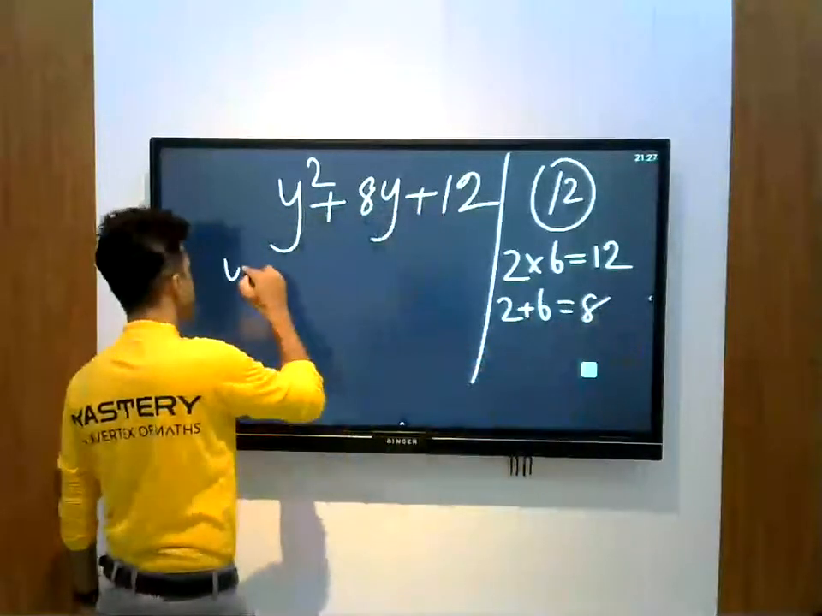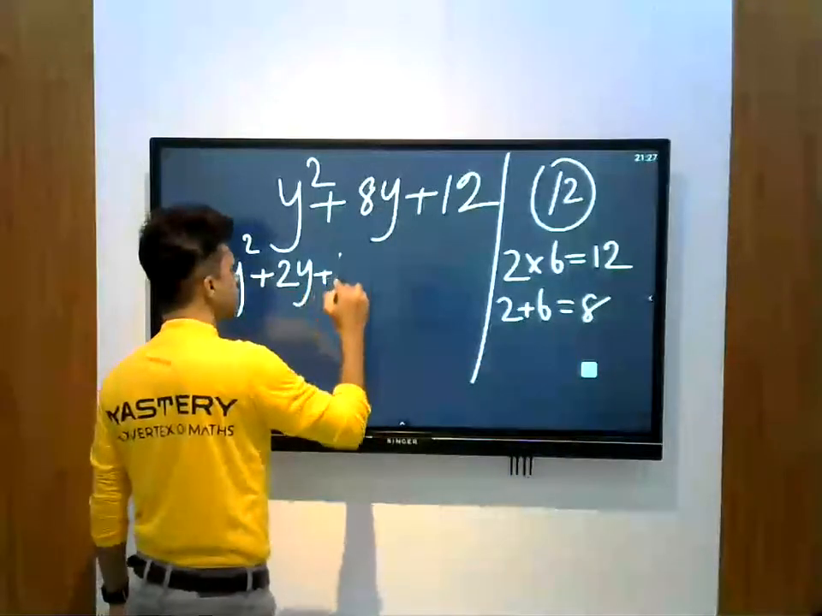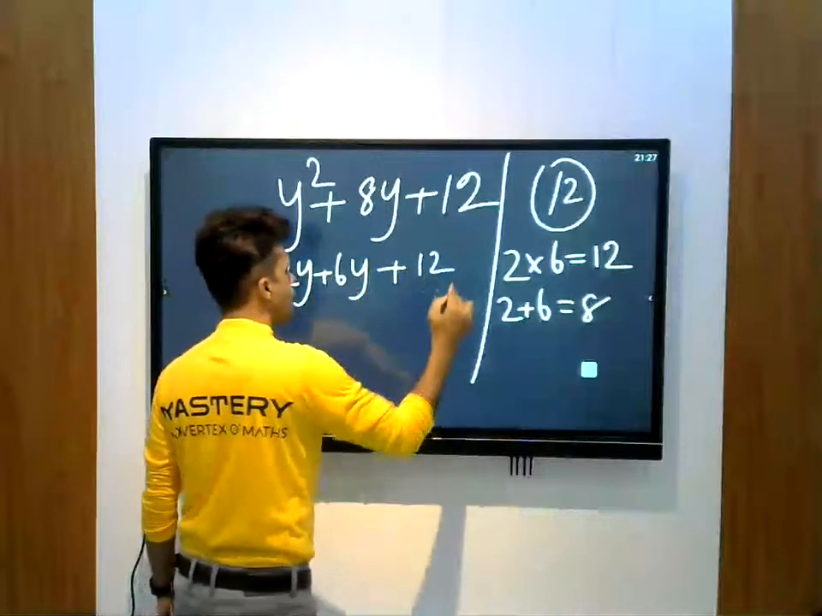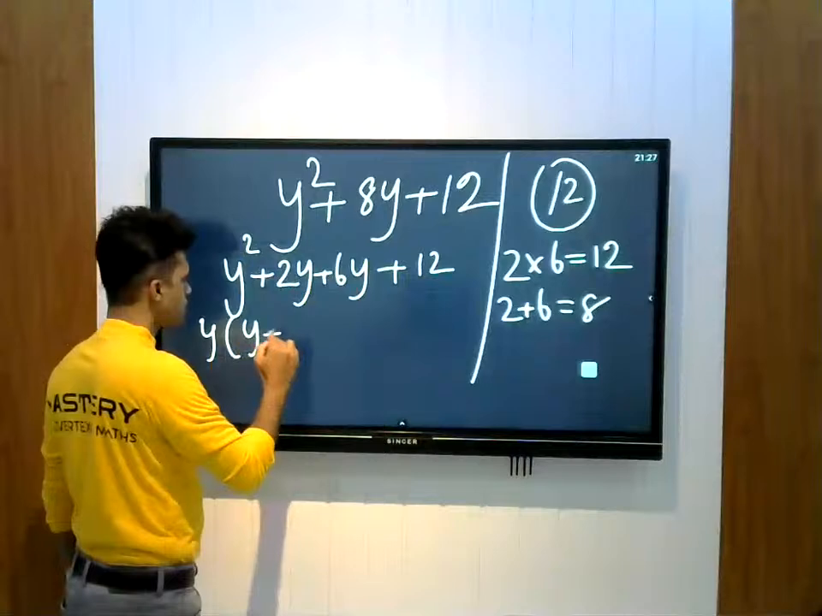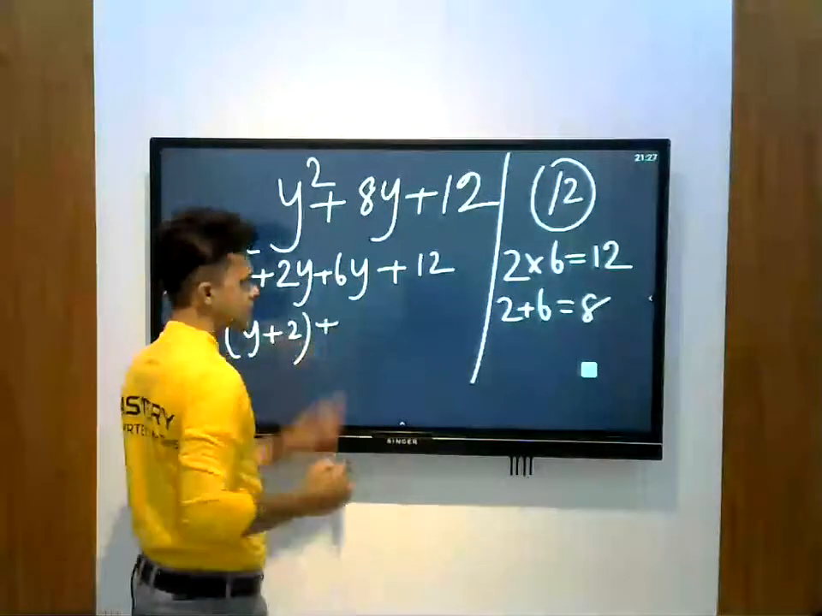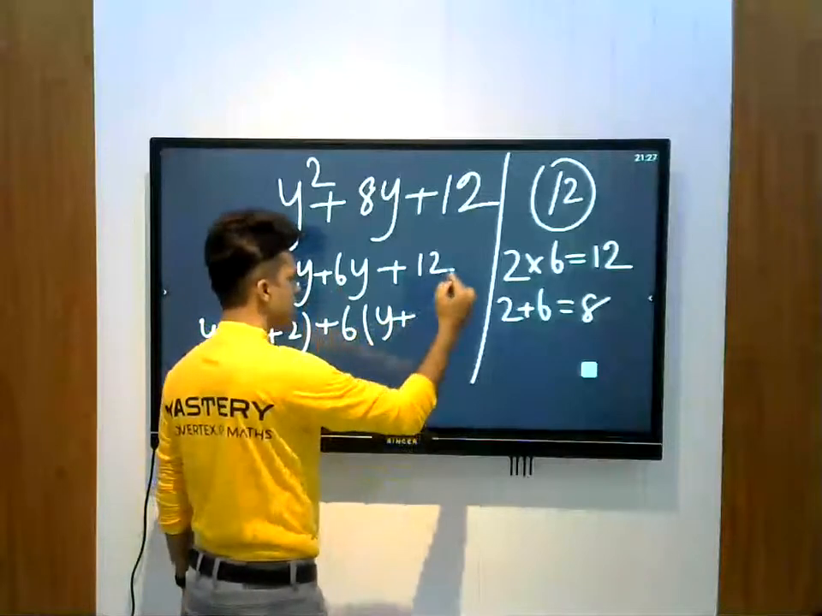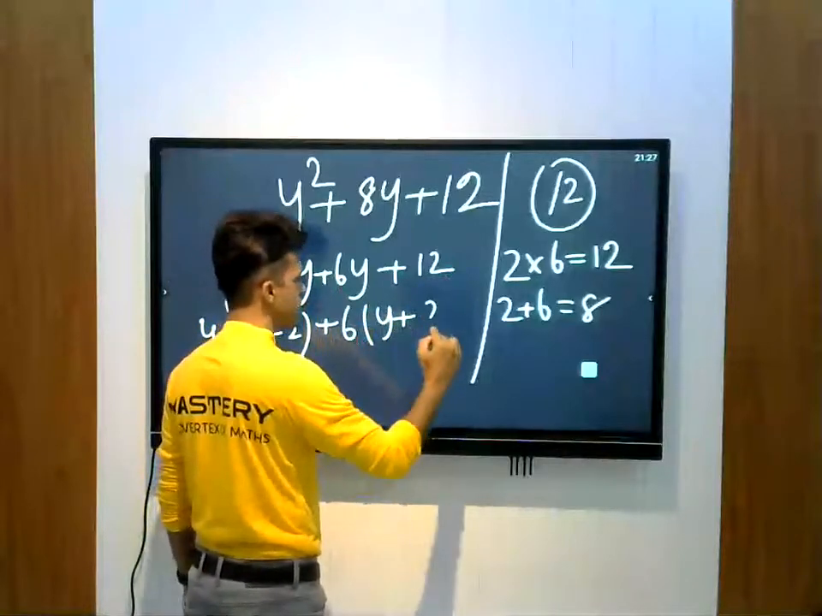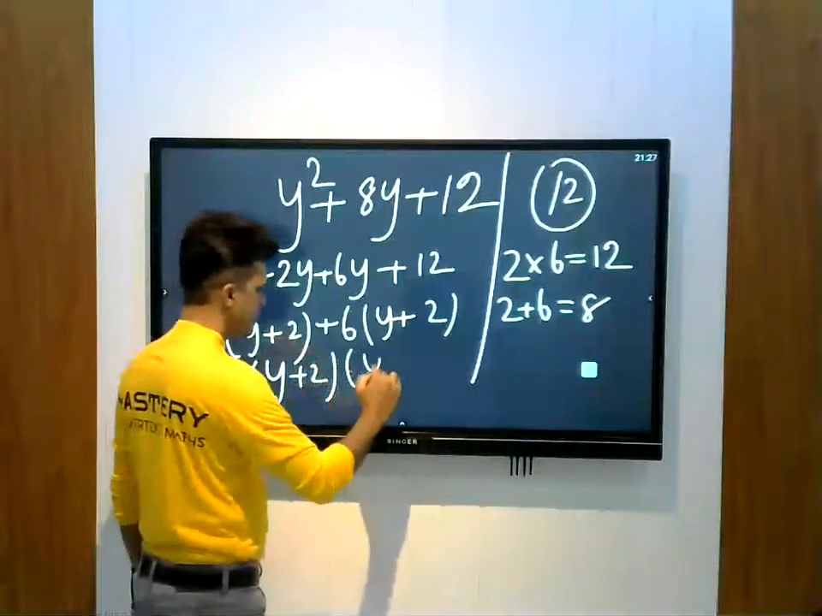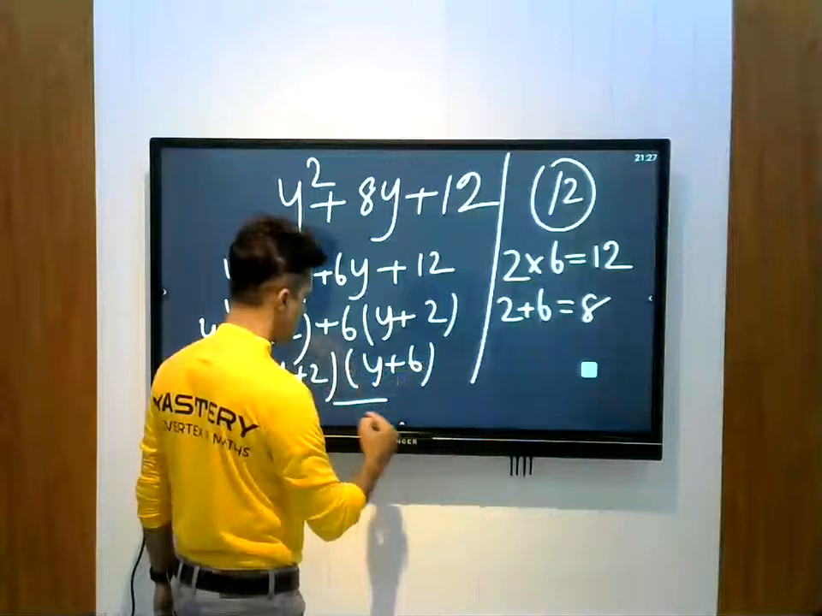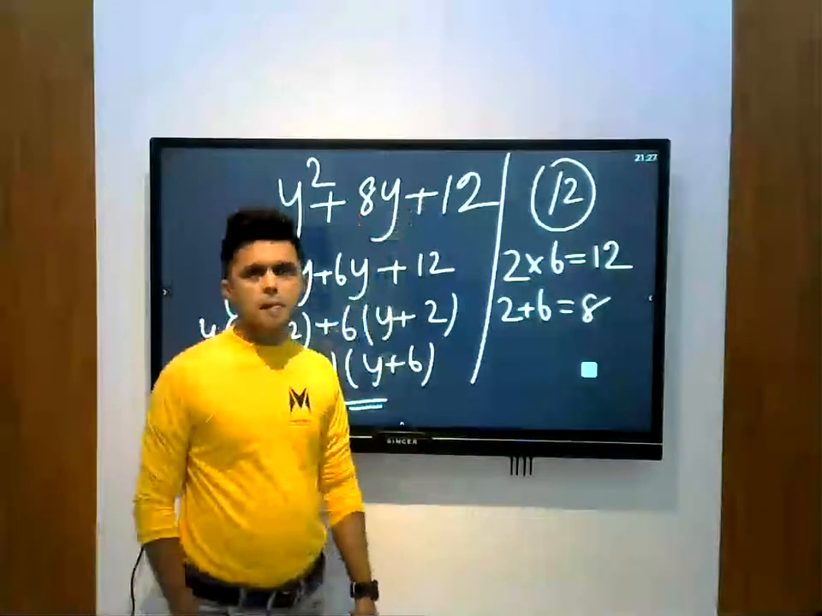Therefore, here we can write y squared plus 2y plus 6y plus 12. After that, we can take y as a common factor here, then y into y plus 2. Here, 6 can be taken as the common factor, then 6 into y plus 6 upon 12 upon 6 is 2. So y plus 2 times y plus 6 are the factors of this quadratic expression.